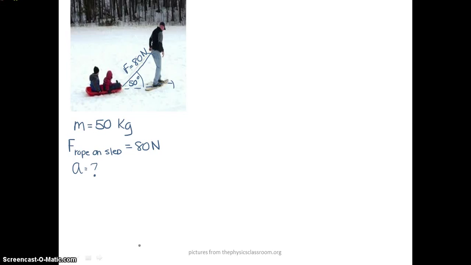Okay, so even though I have a force at an angle here, the expert problem-solving strategy still remains the same. The first thing I'm going to do is start by drawing a force diagram for the system. And my system in this case is going to be the sled and the children. I actually have the mass of the sled and the children, so that's a convenient system to choose. The next thing I'm going to do is add an x and a y-axis here. So here's my x-axis and here's my y-axis.